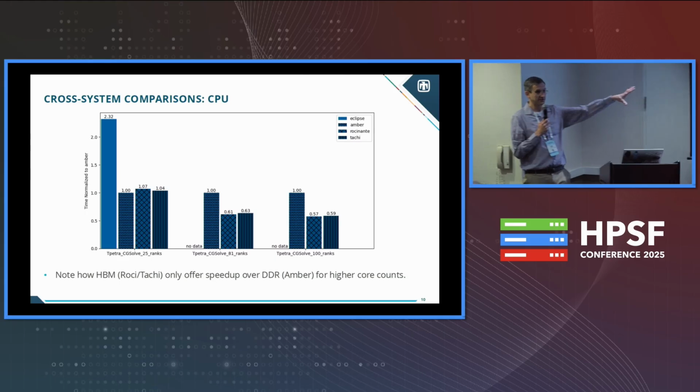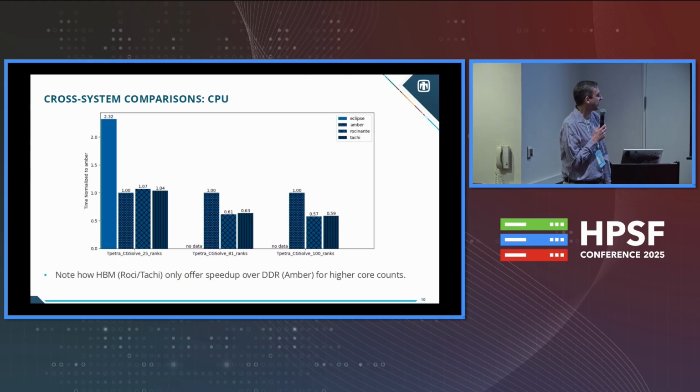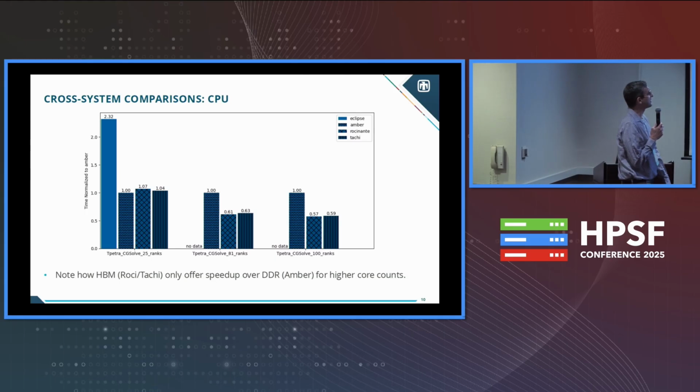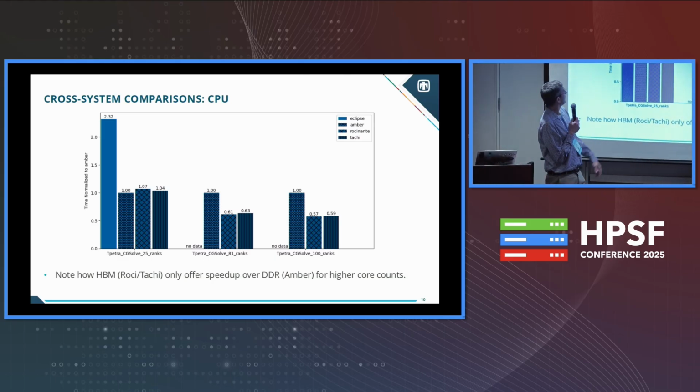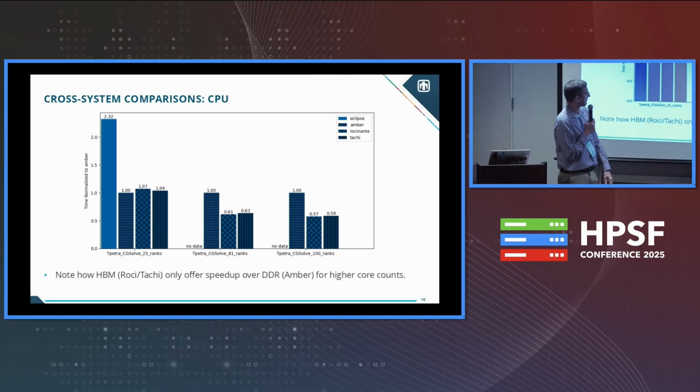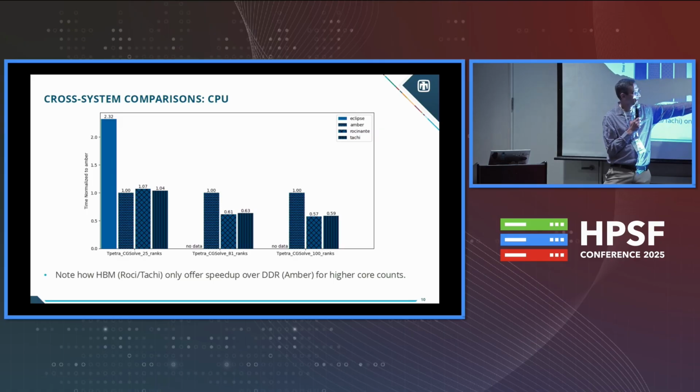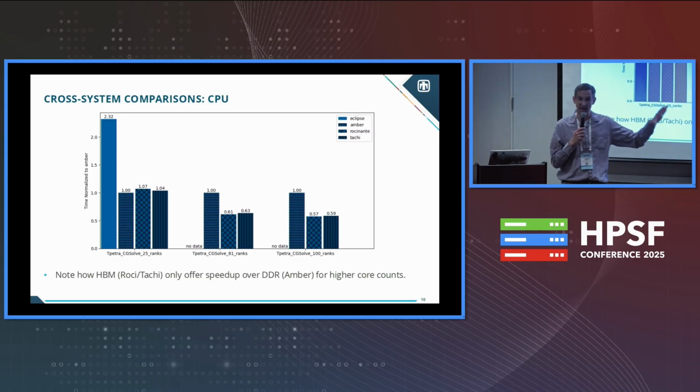And then finally, we can do our cross-system comparisons. I showed some of this yesterday, but here's an example on the CPU side. So everything is normalized to Amber, that's Sapphire Rapids with DDR. And then you have Eclipse, Rocinante, and Tachi, which are both the mini Crossroads machines. You can see if I'm at 25 ranks in this example, they're the same speed. Like all my fancy DDR buys me nothing. Fantastic. Once I get to 81 or 100 ranks, now that fancy HBM, sorry, HBM, not DDR, is now buying me almost a factor of 2 improved performance.